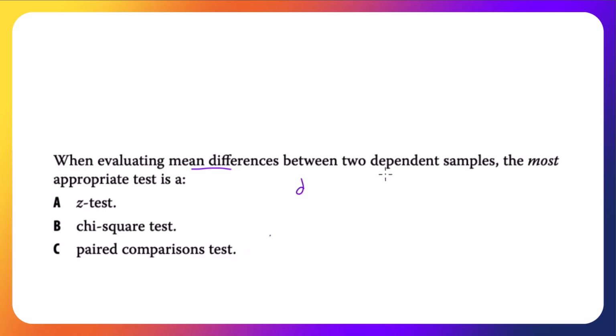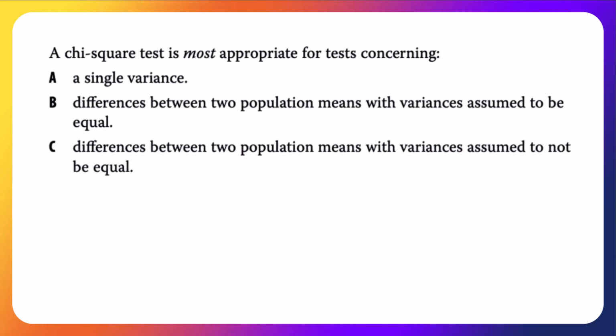When evaluating mean differences between two dependent samples, the most appropriate test is, since it's still means, we can get rid of chi-square test right away because that's a test of variance. A z-test is a test of a single mean. We can get rid of that. It is a paired comparison test. A chi-square test is most appropriate for tests concerning, and we're looking for variance here, right? A single variance. Yes, a chi-square test is a test of a single variance. An f-test is a test of two variances. Differences between two population means, we can get rid of as soon as we see means. In fact, we could have answered this one even if we didn't know it was single variance. The other two had means in them.